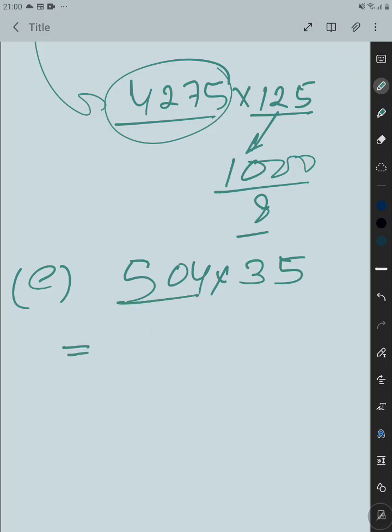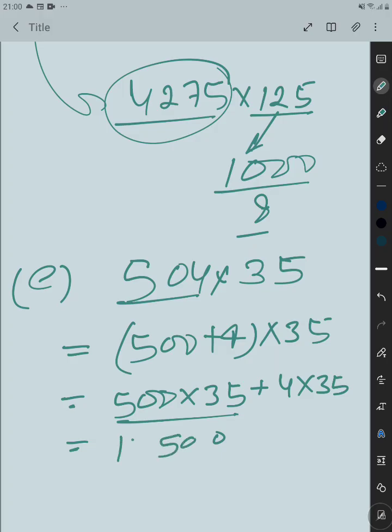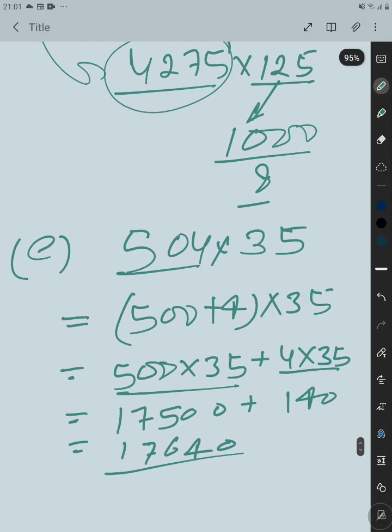Now this can be solved by expanding this one: 500 plus 4, multiplied by 35. You can write it like this: 500 multiplied by 35 plus 4 multiplied by 35. If you multiply this one, then you will get 0 0 and then 5 and then 1 7. Plus, if you multiply this, you'll get 140, and you write 0 and then 4, then 6 7 and 1. So this is the final answer by using the distributive property.